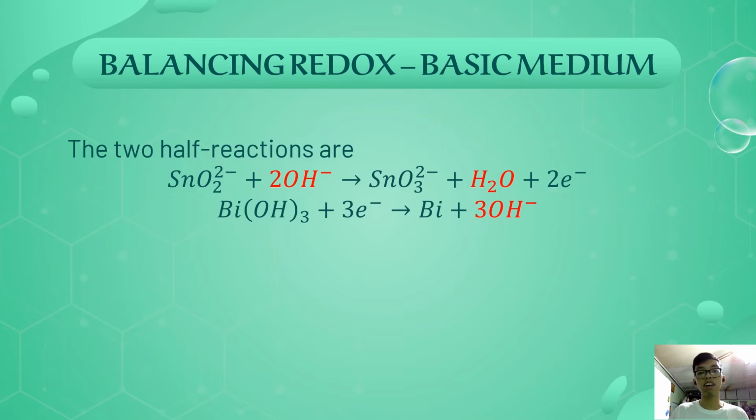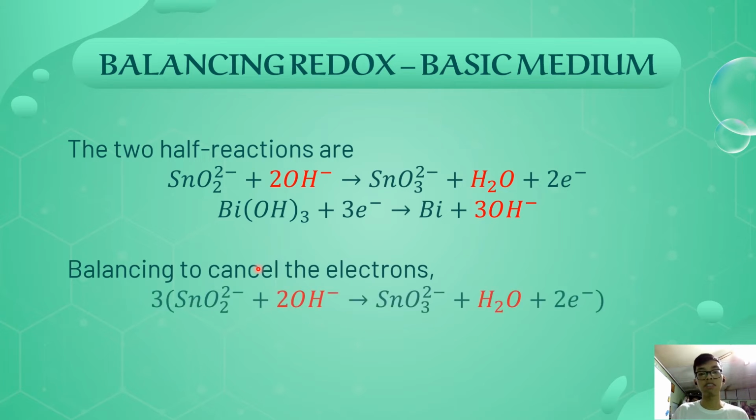Now we have here our two half reactions. Notice that for the oxidation half reaction, we have 2 electrons, while for the reduction half reaction, we have 3 electrons. There is an imbalance on the electrons. So what we will do is multiply this oxidation half reaction by 3 and the reduction half reaction by 2, such that we may cancel the number of electrons. So to cancel the electrons, again, we will be multiplying 3 to the oxidation reaction and 2 to the reduction reaction.